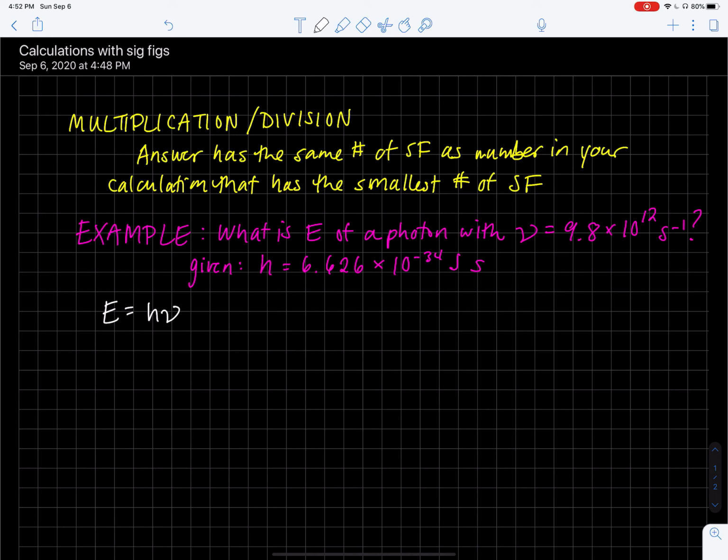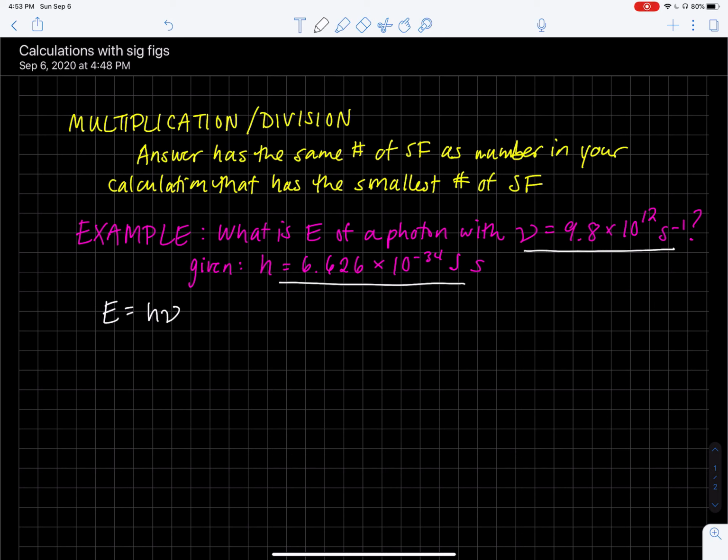Okay, and so to do this problem, just as a reminder, you're going to use the equation E equals h nu. So this is a multiplication problem. You have two numbers, nu and h. And so what you should do is figure out how many significant figures are in each of these numbers. There's one number, here's the other number. And then your answer needs to have the same number as the smaller one, which is not the smaller number, but which one has the smaller number of sig figs.